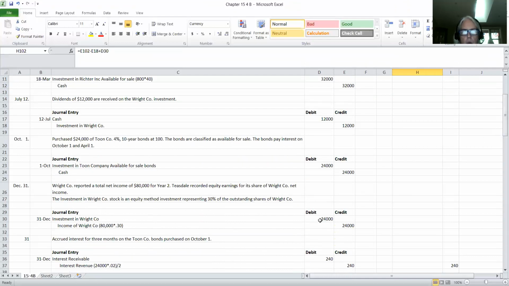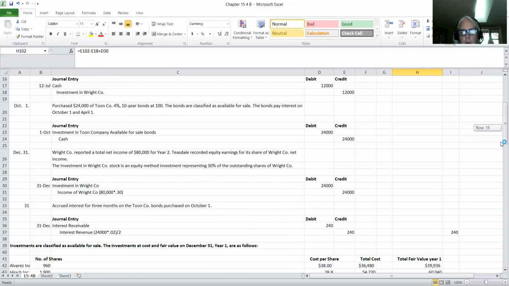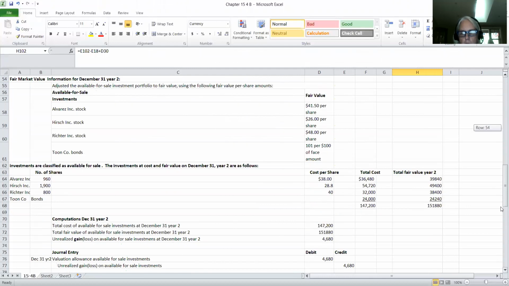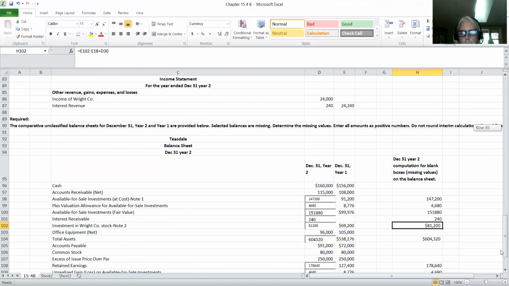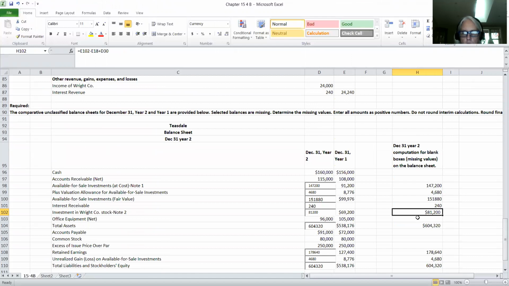Our investment account went up here at $24,000. So the beginning balance less the dividends received plus the net income that we shared in this problem is how they're arriving at this $81,200. And that's the block that they want you to fill in for December 31st, year two, balance sheet amount. This amount is how we calculated that $81,200.